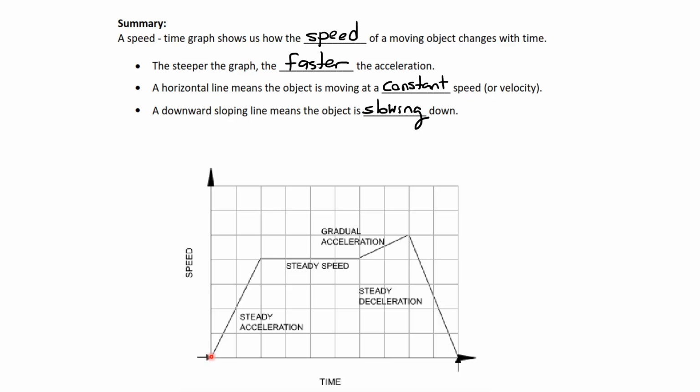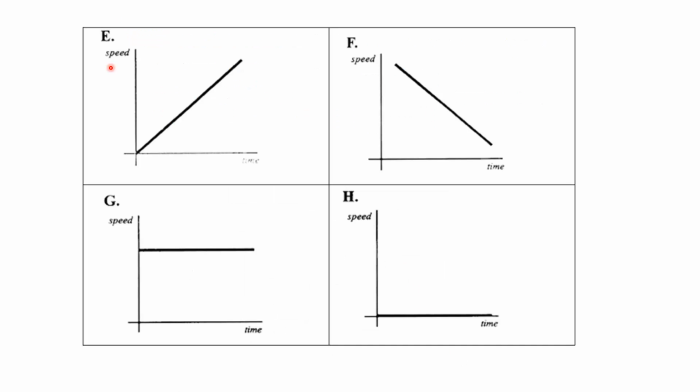So here we have an example. We have steady or constant acceleration. Here we have steady or constant speed. Here we have acceleration. And here the object is slowing down, and it's a straight line, so it's constant or steady deceleration.